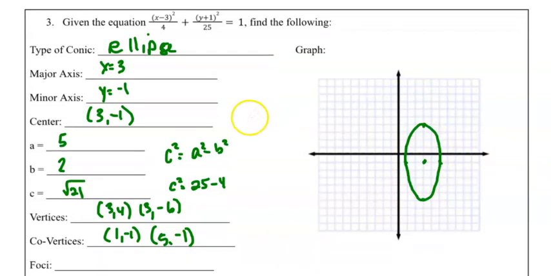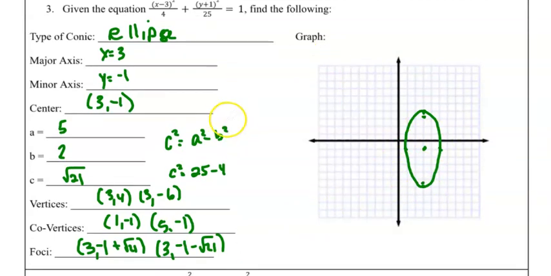I do need the foci. The foci are going to start with the center. So I have the x value is 3, and then I have negative 1. I'm going to add rad 21 to it. And I'll have 3 and then negative 1 minus rad 21. Rad 21 is about 4.5. So I think my foci kind of sit here and here.